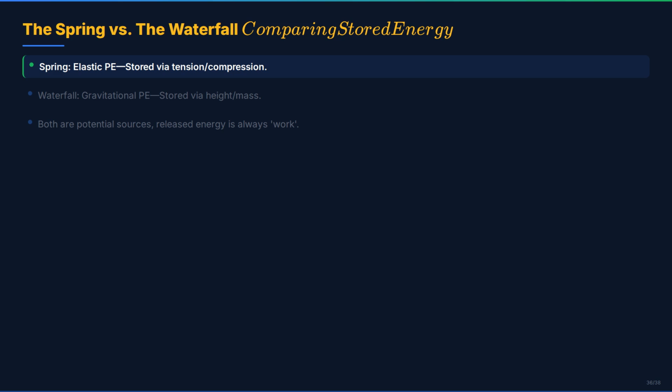When the spring is released, it does work by contracting. When the water falls, gravity does work by pulling it downward. In both cases, the potential energy is the source of the force that ultimately does useful work, whether that work is compressing a cushion or generating hydroelectric power.